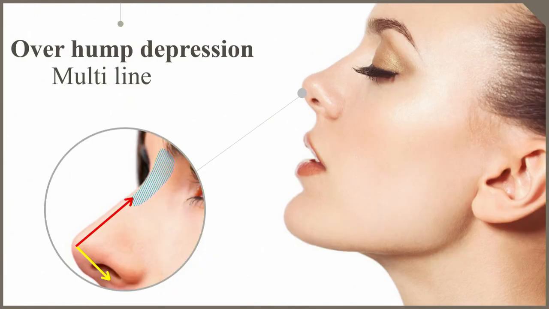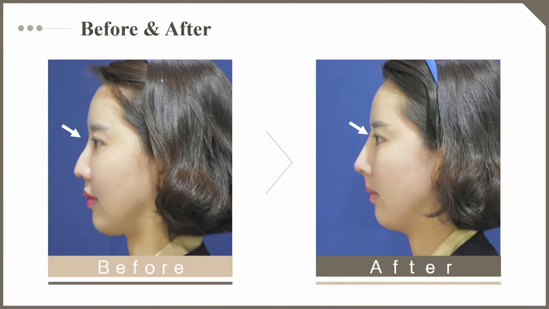You may remember that we feel the depression between the hump and the glabella for the patient who has a dominant hump. You may remember this photograph. You can insert the multi-line thread from the glabella to the hump to fill the depression there.